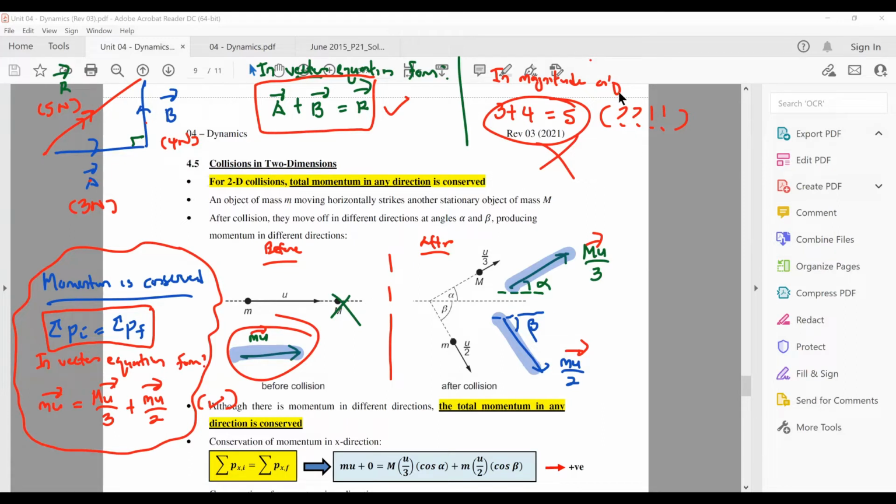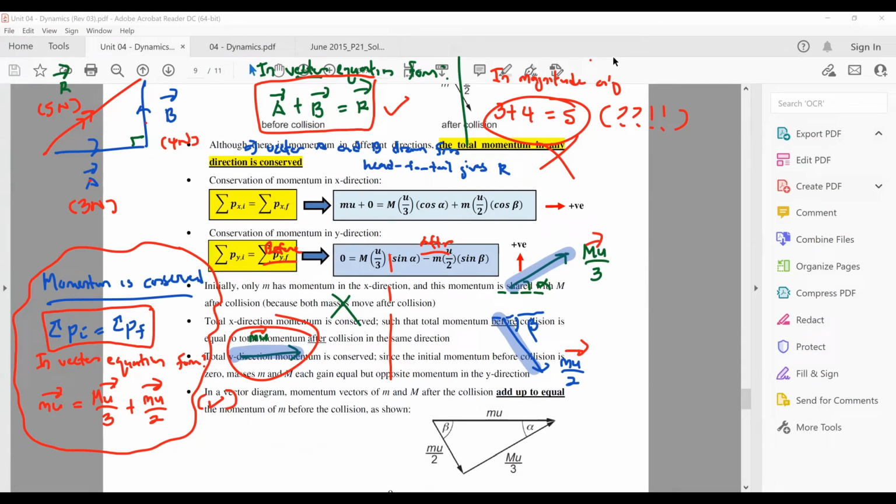So if you recall what I mentioned to you last time in your chapter 1, I said that vector A and B drawn from head to tail gives R. So you have something similar here, where we have vector mu over 3 and mu over 2 drawn from head to tail gives mu itself.